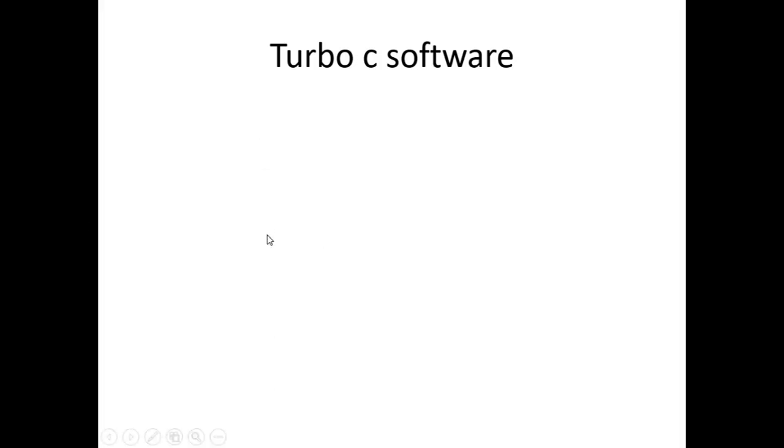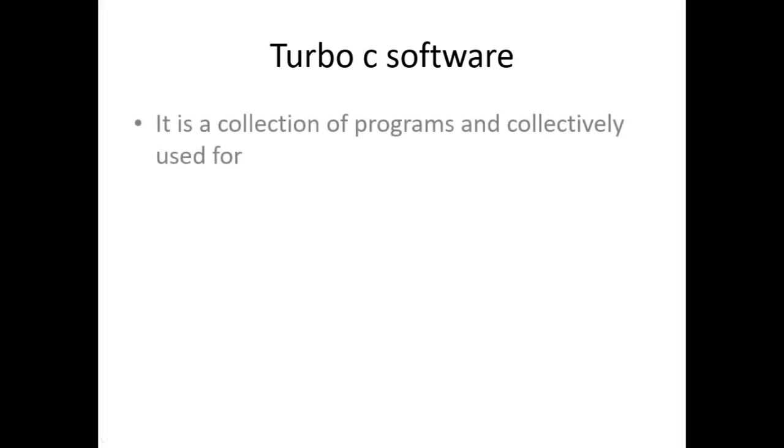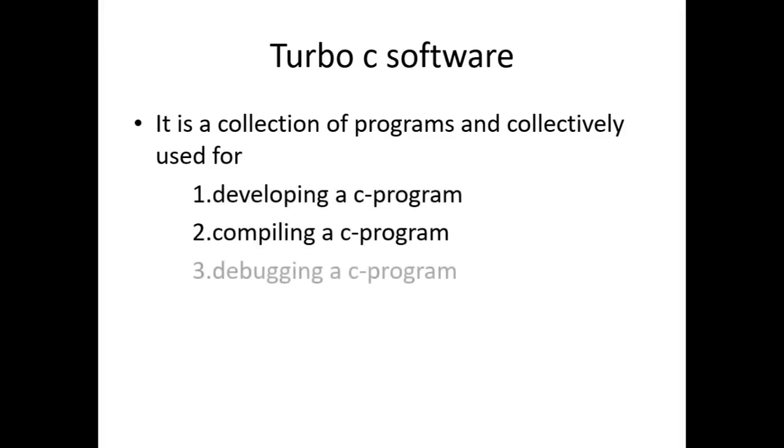Now the Turbo C software. Here, to execute the C code, we use Turbo C software. It is used to develop, compile, debug and execute a C program. And before going to the coding session, let us know about the printf statement. Printf statement is used to print the values onto the console screen.